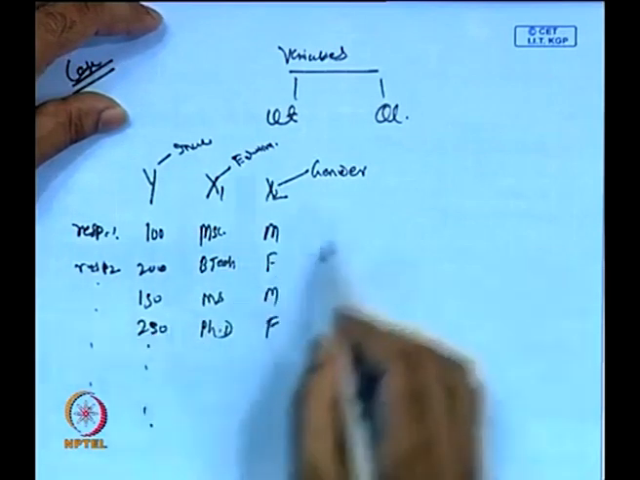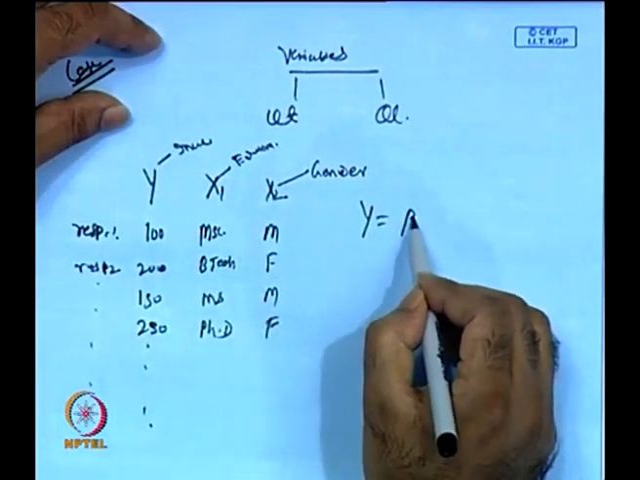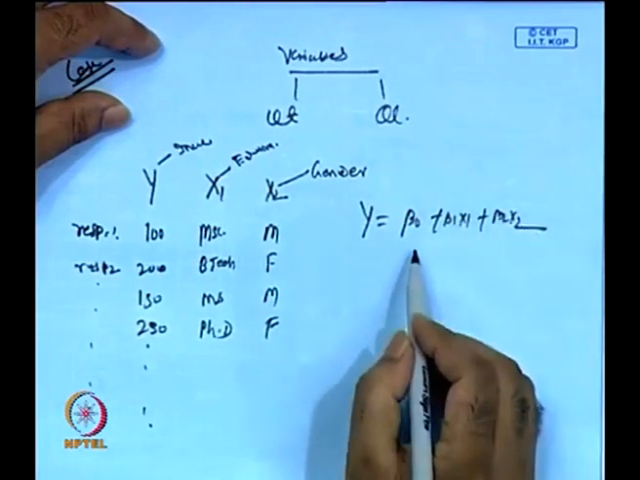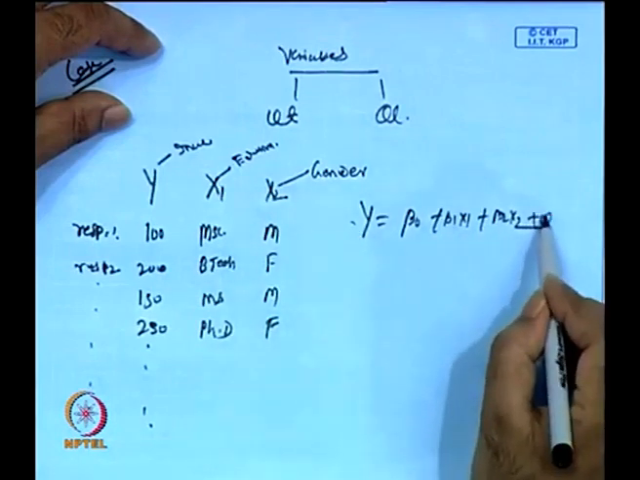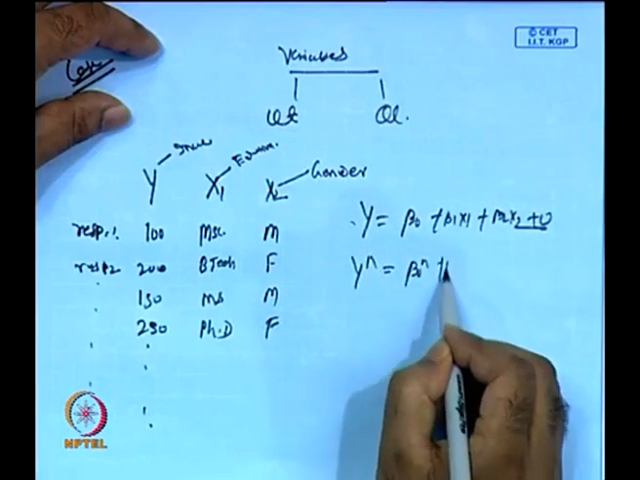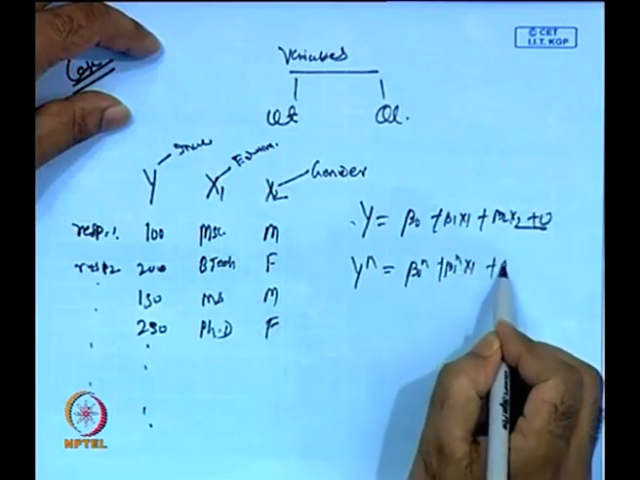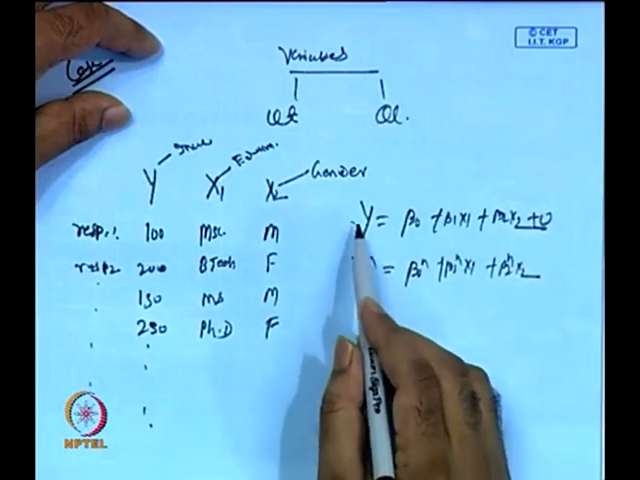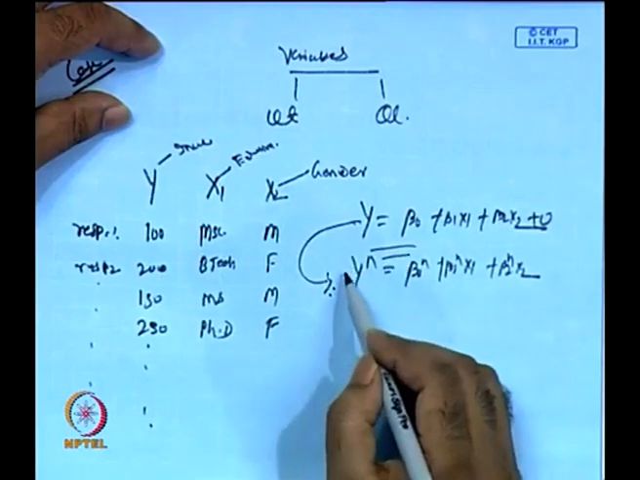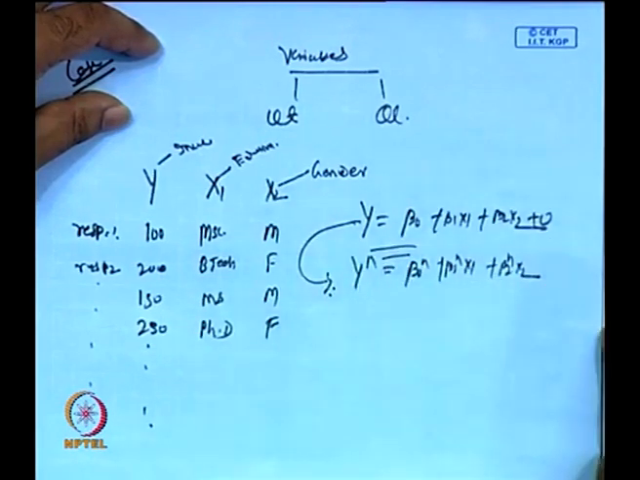Now, if I fit a regression like this, y equal to beta 0 plus beta 1 x1 plus beta 2 x2, then obviously this is the original model. We need to have the estimated model, y hat equal to beta 0 hat plus beta 1 hat x1 plus beta 2 hat x2. Now, to go from equation 1 to equation 2, we need information. Till now, whatever we have discussed, the information must be in quantitative shape, so that accordingly we can put in this formula and get beta 0 hat, beta 1 hat and beta 2 hat.